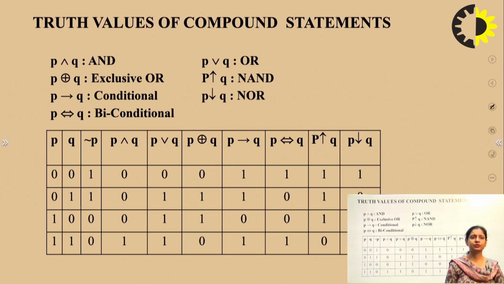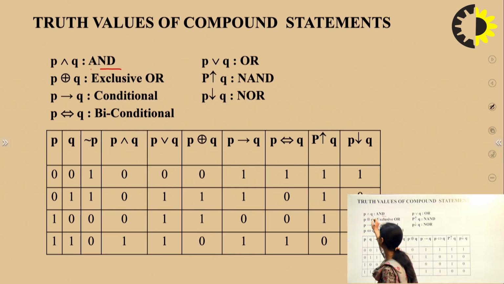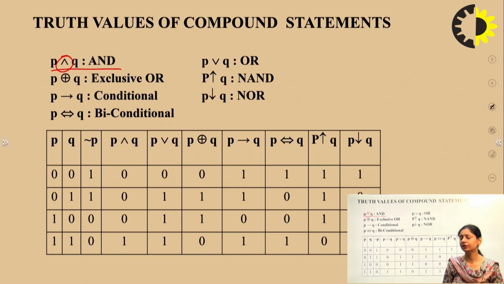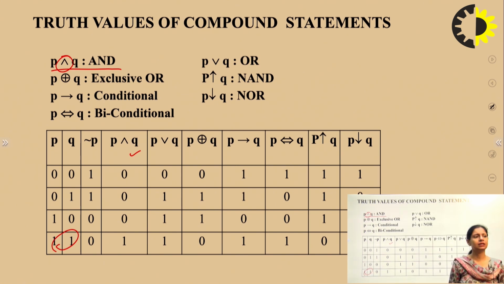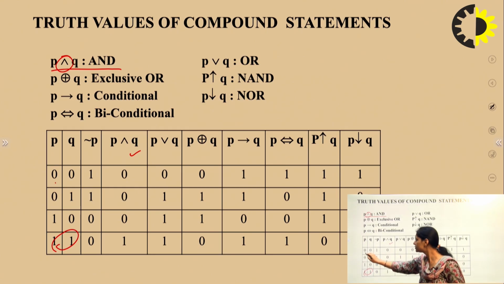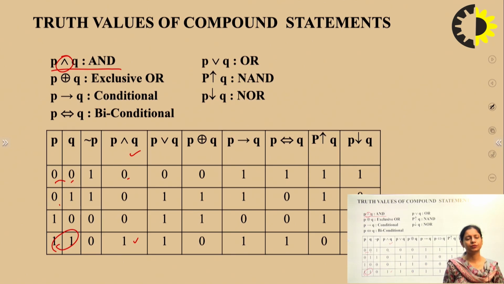We have some of the truth values. The first one is P and Q. The symbol talks about the and. When we talk about P and Q, it says when both the values are true, only then the result would be true, else the result would be false. So 0 and 0 gives 0, 0 and 1 gives 0, 1 and 0 gives 0, 1 and 1 gives 1. So when both the values are true, only then the result would be true, otherwise the result would be false.